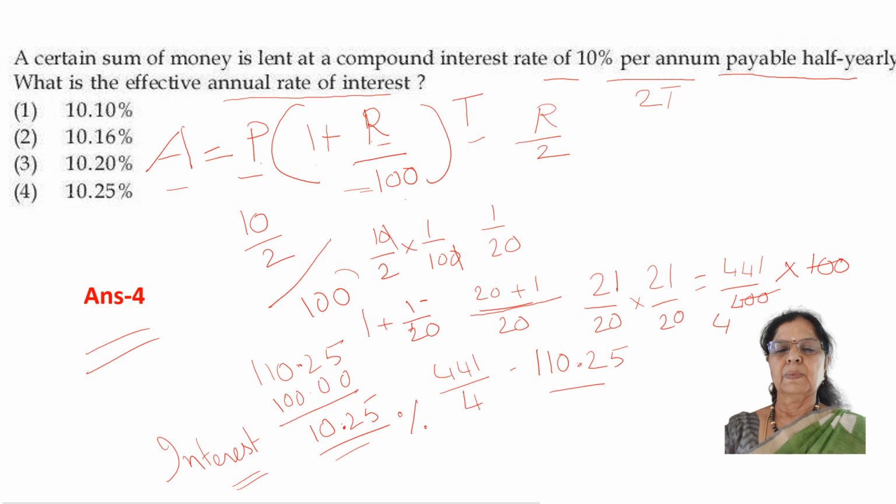When you are dividing, always reverse the position of the divisor, but the numerator you put as it is. 10 by 2, multiplied by 1 by 100, you get 1 by 20. 1 by 20 raised to 2 times. What is 1 plus 1 by 20? You are going to add 1 with 1 by 20. That will become 21 by 20.